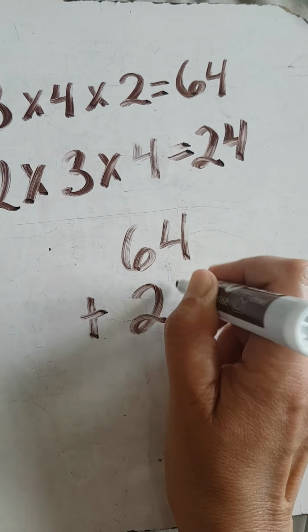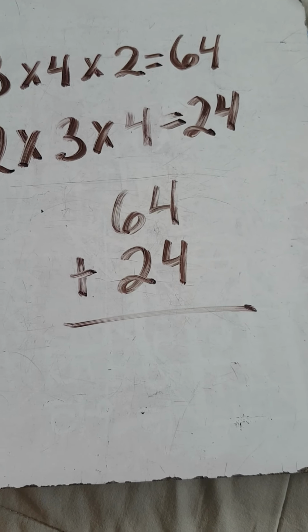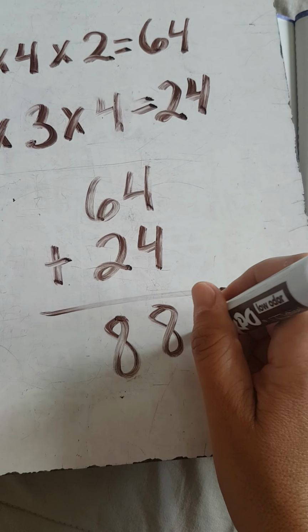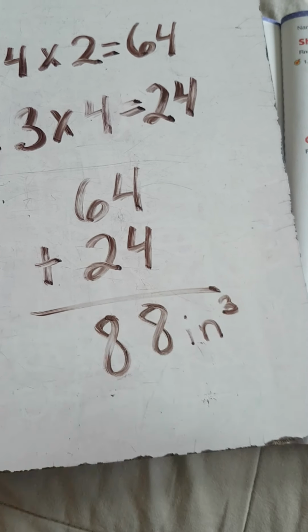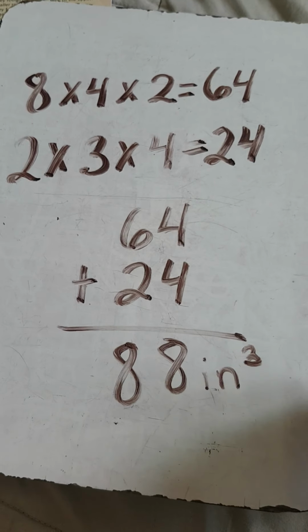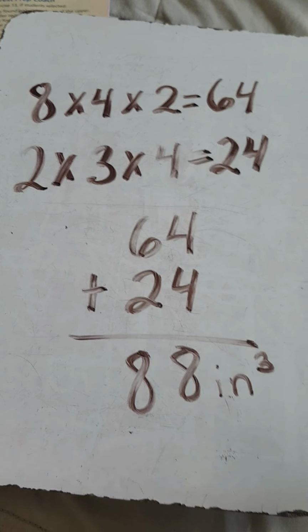64 plus 24. Essentially, I'm adding both of the shapes. And it is inches cubed. And that's how you figure out a shape that is a little bit odd than what we've been looking at.